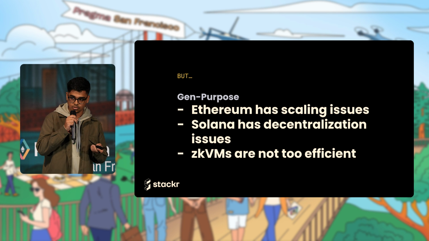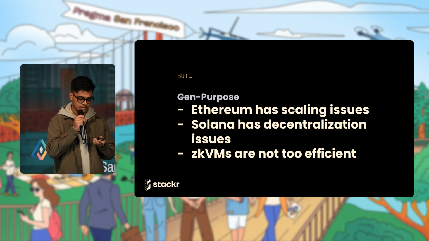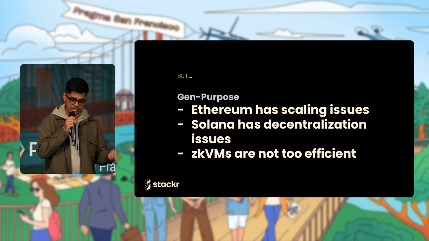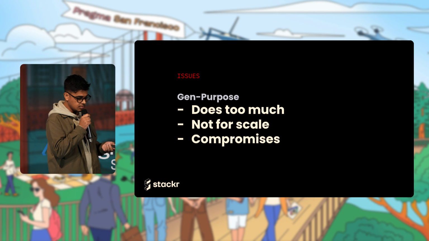You can run a bunch of compute on that, but they are not efficient. So if you are doing something very specific, you are bound to write your own ZK VM from scratch, or just write circuits which are able to do those kind of things that you're looking for. So these are the specific issues for us.